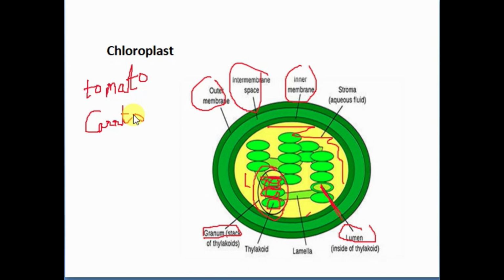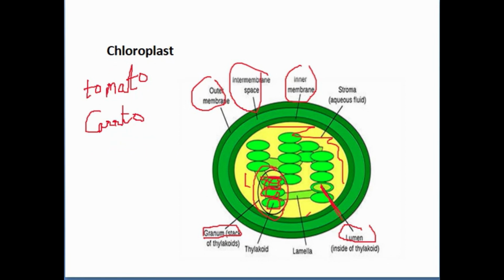Lycopene is also present in high quantity in watermelon. So the red color of watermelon is also because of lycopene, and it is said that it can be used in the prevention of cancer and heart diseases. So lycopene is useful for that. I hope this was clear.